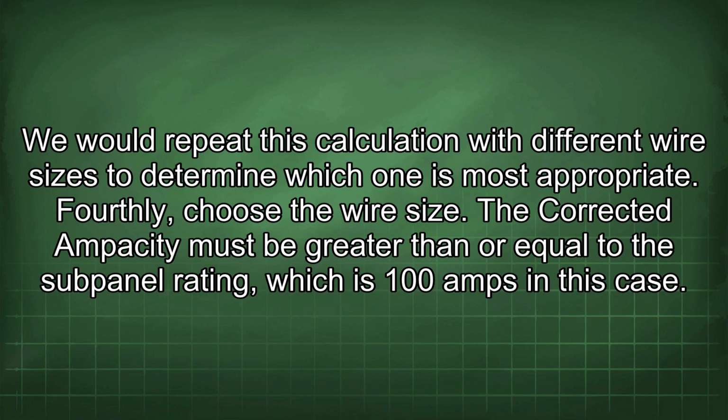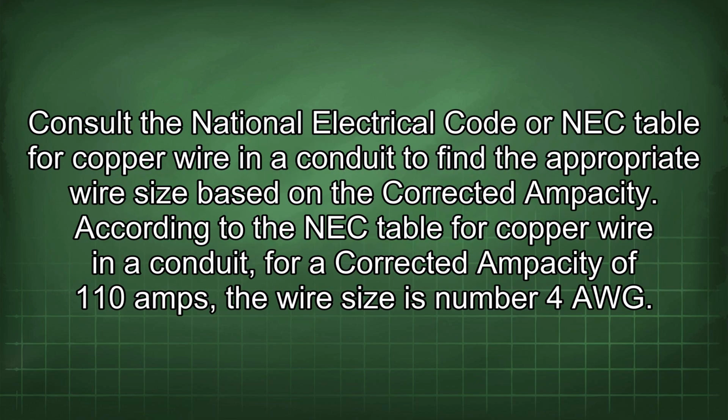Fourthly, choose the wire size. The corrected ampacity must be greater than or equal to the subpanel rating, which is 100 amps in this case. Consult the National Electrical Code, or NEC, table for copper wire in a conduit to find the appropriate wire size based on the corrected ampacity.